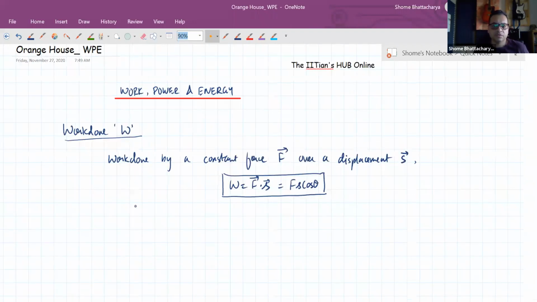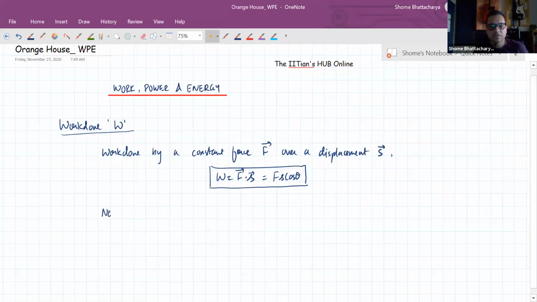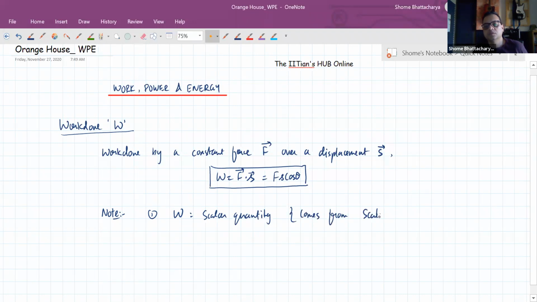Now before we proceed with the interpretation of this, let's also understand in this that it is a scalar quantity that comes from the scalar product of two vectors.